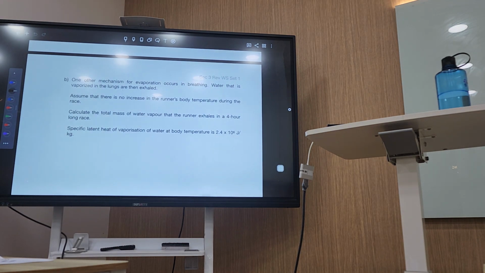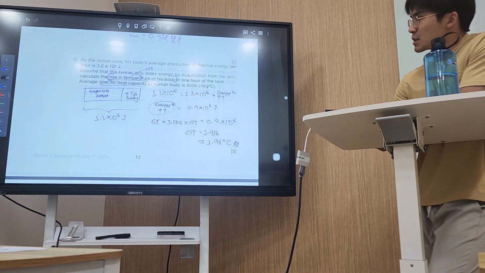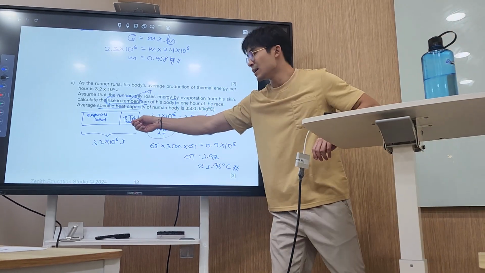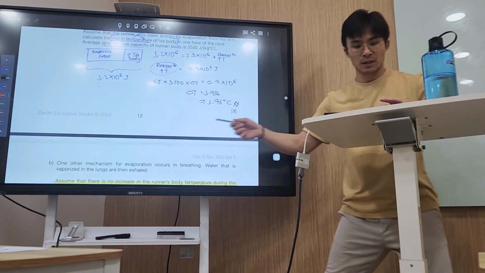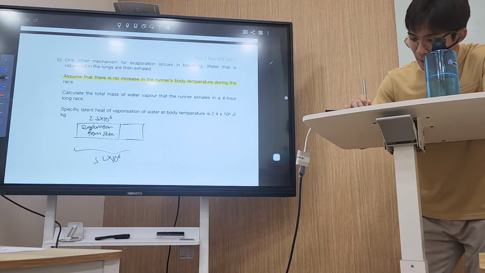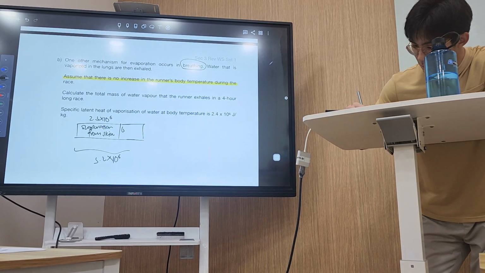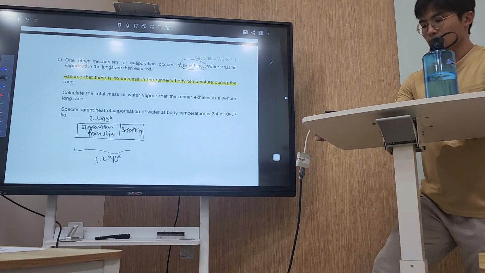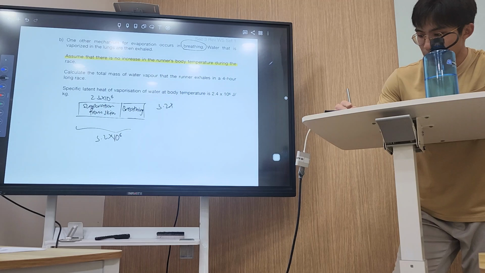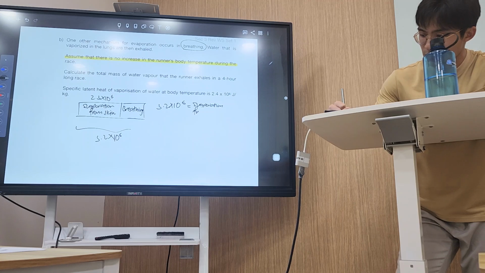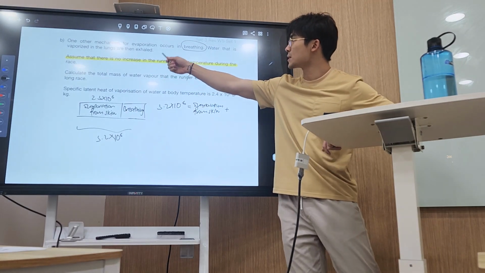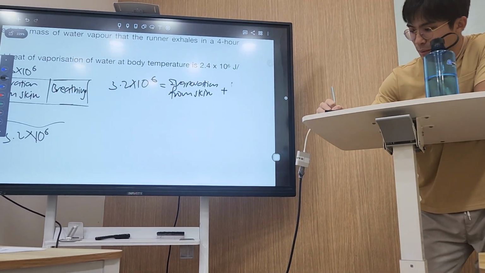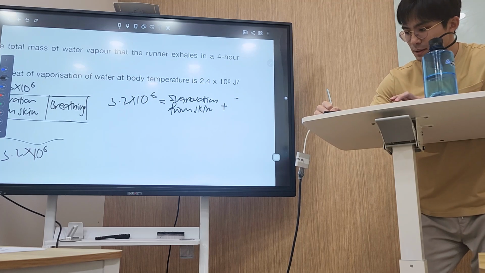Can we pause for a second? If there is no increase in the runner's body temperature, guys, that means this component is non-existent now. Correct or not? But there is another component that fits this criteria. That other component will now be my breathing. So that means my 3.2 times 10 power 6 is equivalent to evaporation from skin plus your water vapor lost with breathing. Let's just use evaporation when breathing.